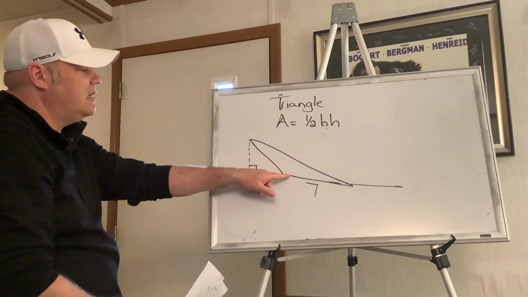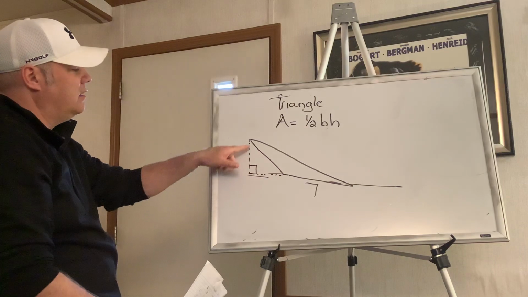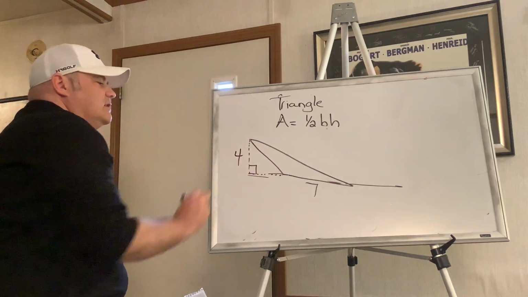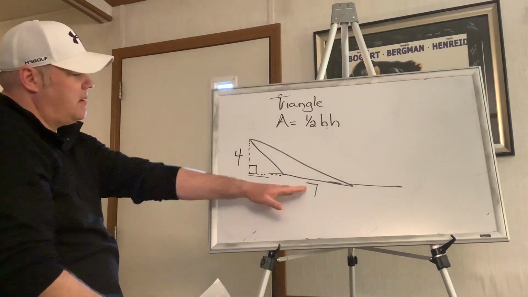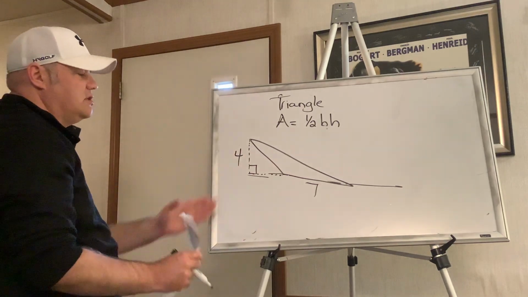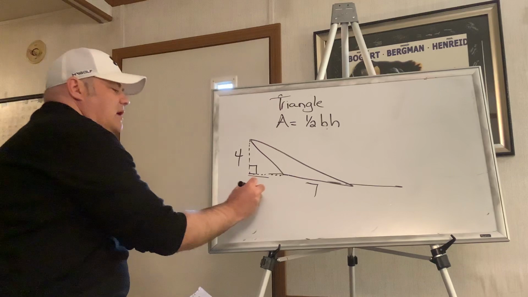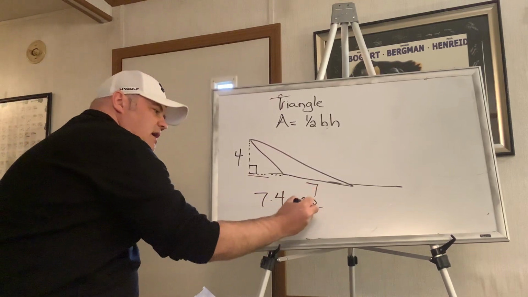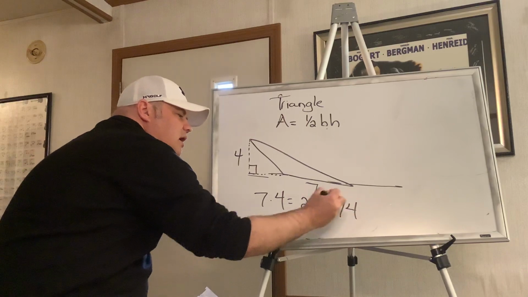You know, if I'm standing in here, and I walk out here and I look straight up, this is how tall it is. So in this case, they're going to put the height out to the side. So I've got my base, I've got my height. It's just on the outside of the triangle, but I do it the same way. 7 times 4 is 28. At the very end, divide that by 2, and you get 14.